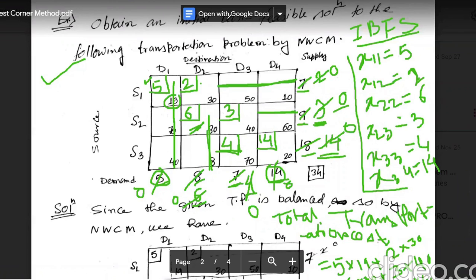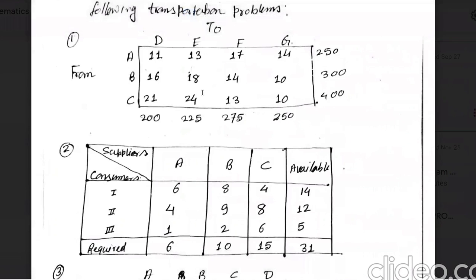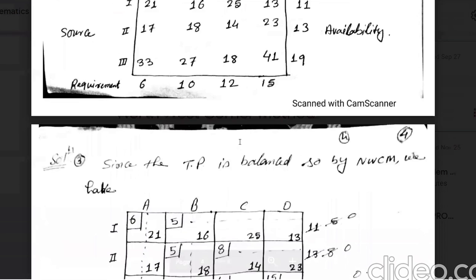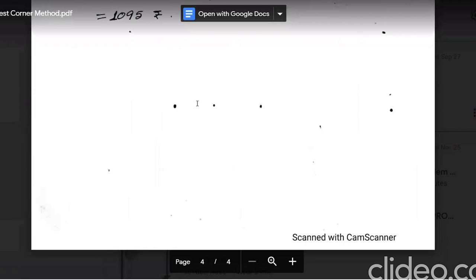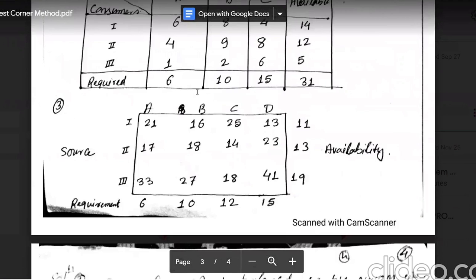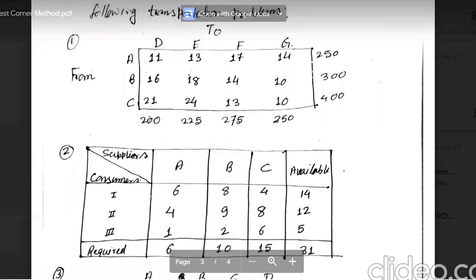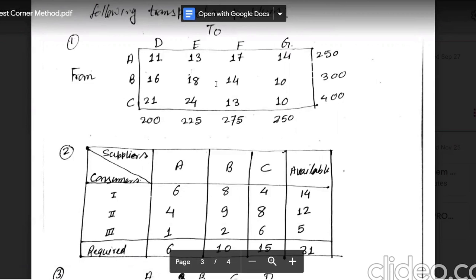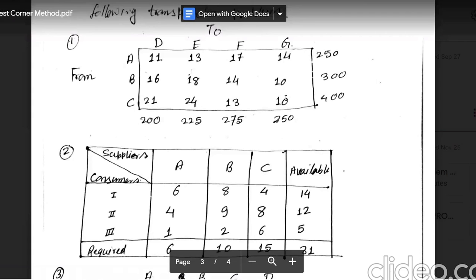Now I'm giving some problems here. You can go through them. I have already solved a few of these problems for your homework, or you can say for your exercise. You try them, and you will be able to understand.